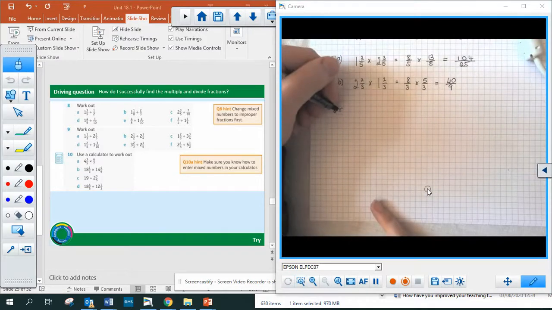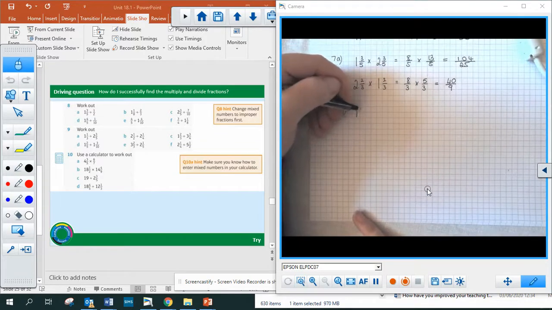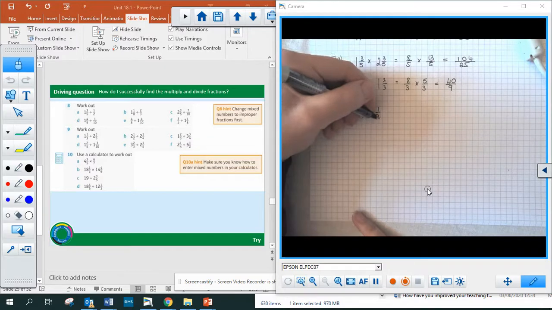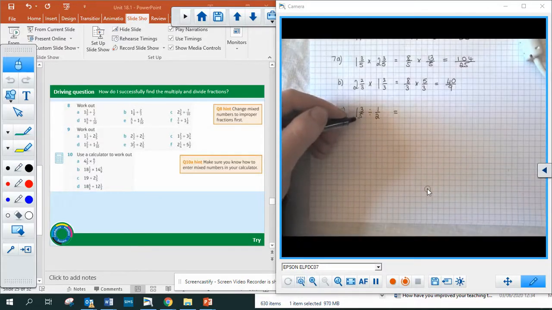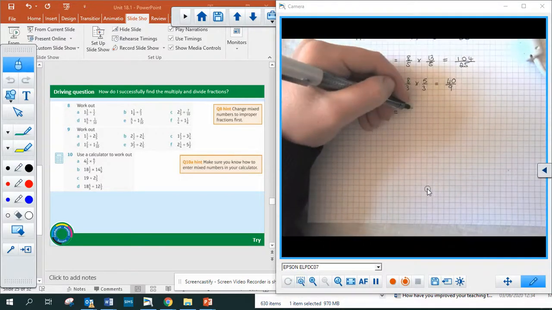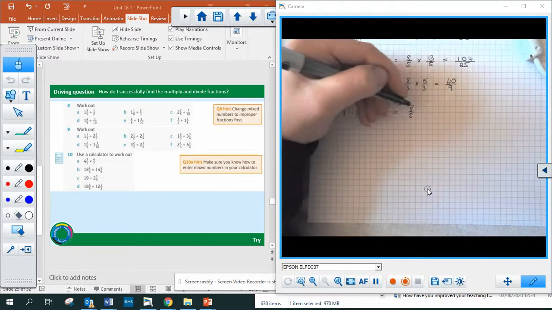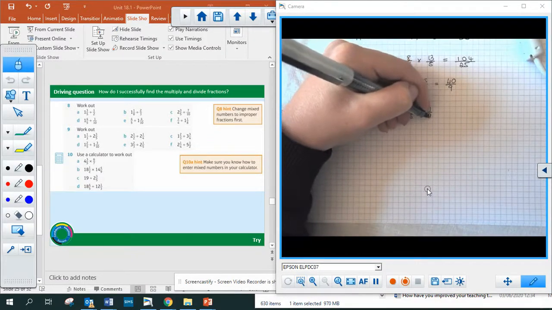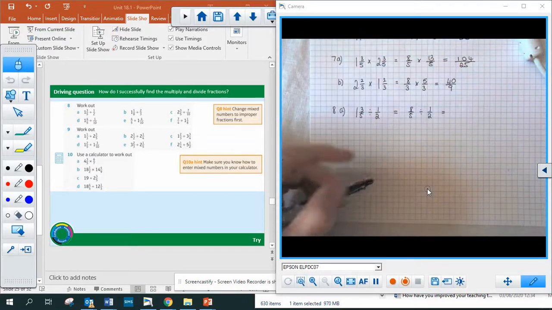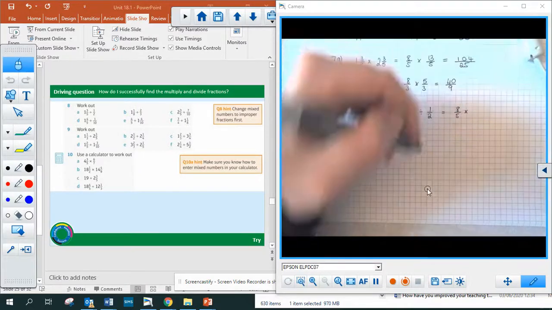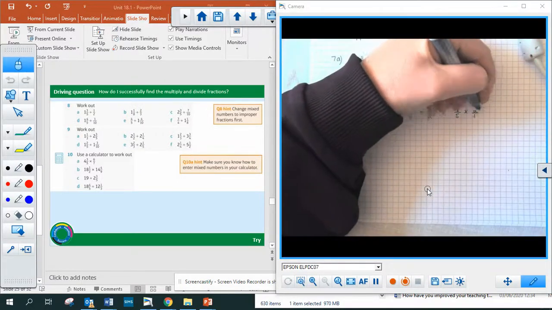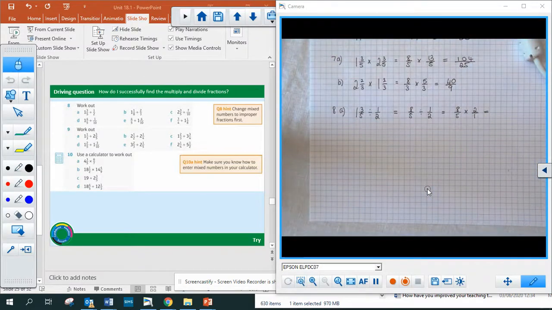Okay, so question 8a we'll do first. We've got 1 3/5 divided by a half. First step, convert mixed numbers to improper fractions. We've got 1 times 5, which is 5, plus 3 is 8. So 8/5 divided by a half. Now apply the rules that we know. Keep the first fraction, change your division to multiplication, and flip your last fraction to its reciprocal.